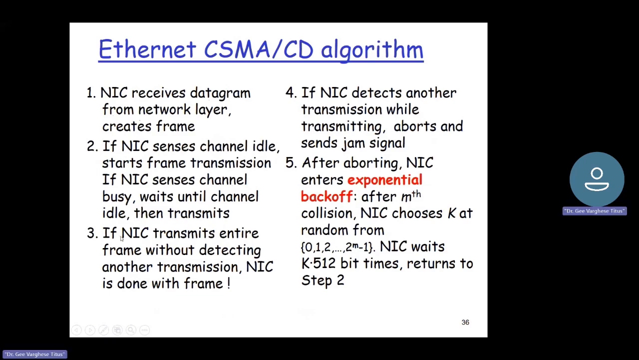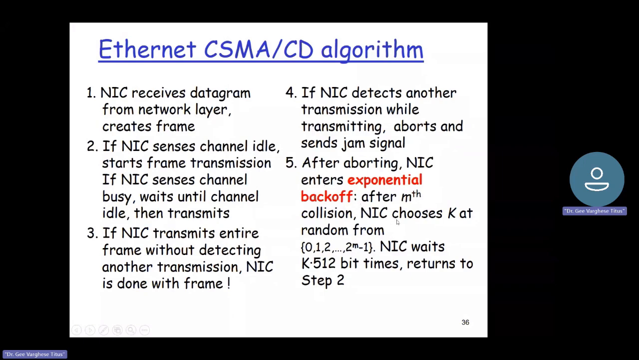Now, if you transmit the entire frame without detecting any other transmission, then your transmission is done. If the station detects another transmission while transmitting, it aborts. That is what you've seen in CSMA/CD. It stops its transmission, aborts, and sends a jamming signal. After that, it waits for some duration of time. This is basically exponential backoff. We talked about exponential backoff in 802.11 also at that particular point of time.